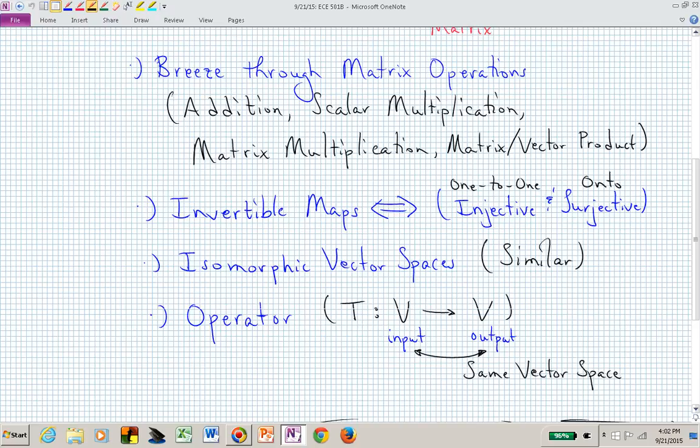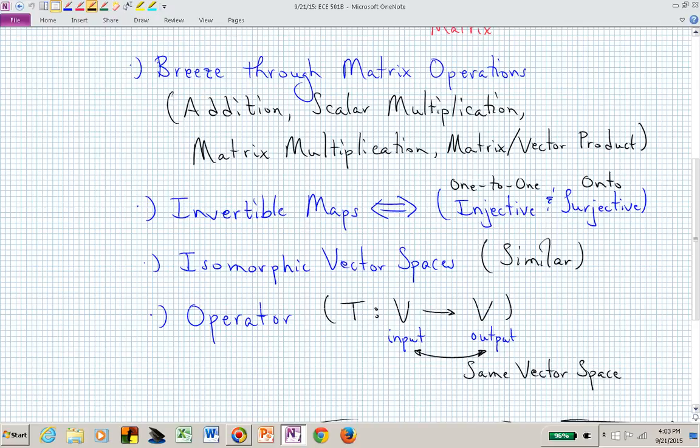We will then get into invertible maps, and a map is invertible if and only if it's injective and surjective, or if and only if it's one-to-one and onto. We will talk about isomorphic vector spaces, which really means that these two vector spaces are similar. And then we will talk about operators, and we'll spend most of the rest of the semester with operators, which really says that your domain and codomain vector space is the same.